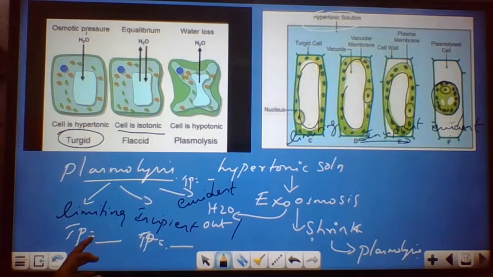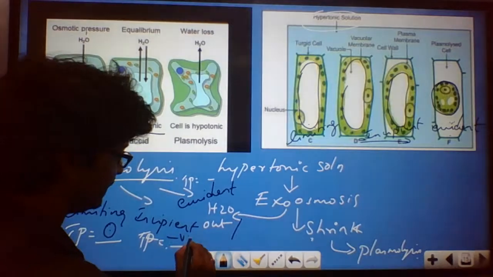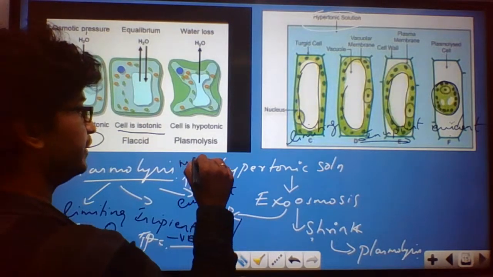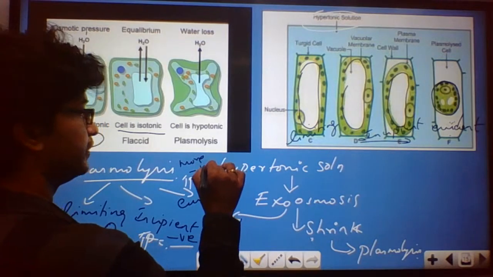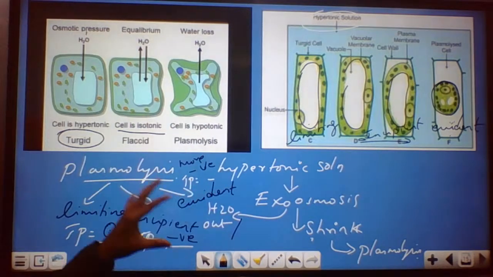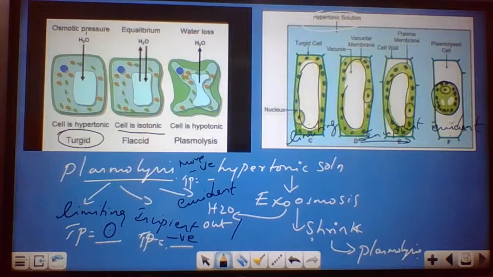Okay, guys. When you talk about limiting plasmolysis, the turgor pressure is zero. Coming to incipient plasmolysis, it is mostly negative. Evident plasmolysis, it is more negative. But the turgor pressure in the initial stage of plasmolysis is zero. So this is just a brief introduction, an outline of plasmolysis.